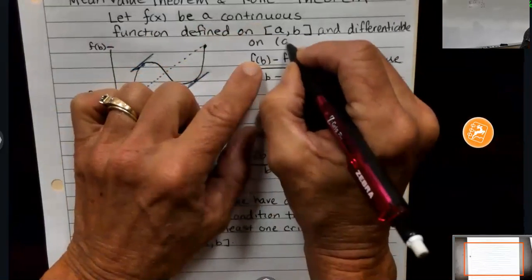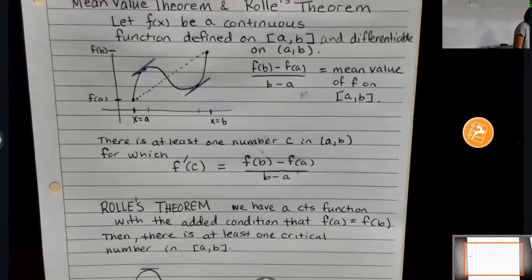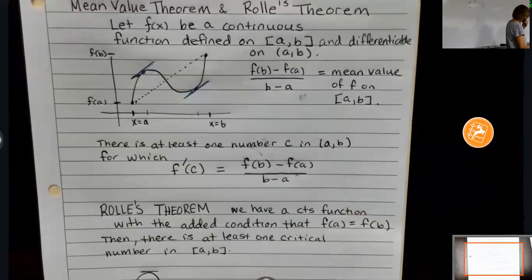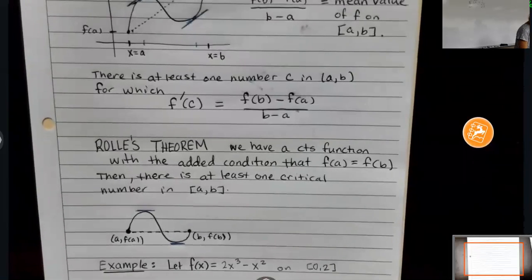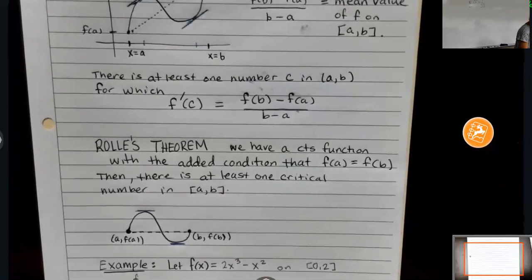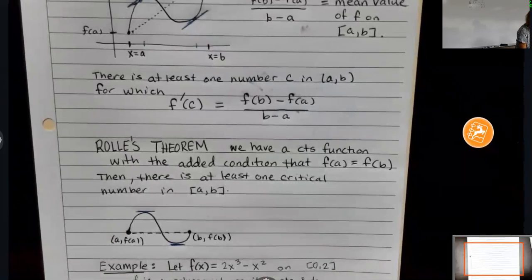On the open interval from a to b. In other words, there aren't going to be any corner points in there. They're just nice smooth places. So that's true for both. So in this example, I know f is a polynomial. So it is continuous and differentiable, no matter what interval you give me.